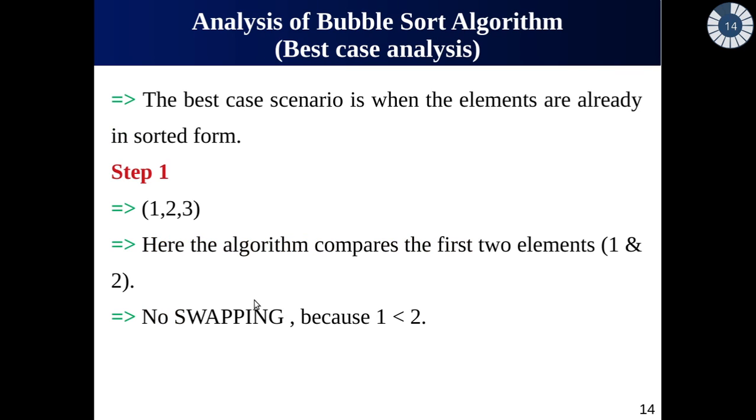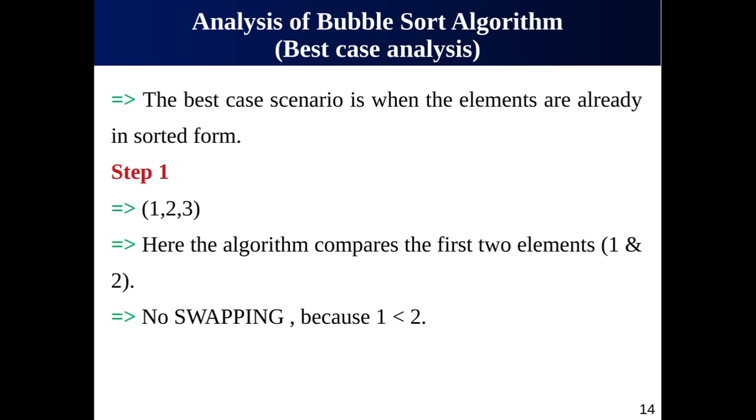Let us move to the best case analysis of the bubble sort algorithm. For the best case scenario, let us take an example. In this example, we have an array which contains 3 values, and our task is to sort them using bubble sort and then find the complexity. If you look at the values, they are already in sorted form. 1, 2, 3 is in ascending order, but still the algorithm will do its task. Swapping will not occur, but comparison will occur.